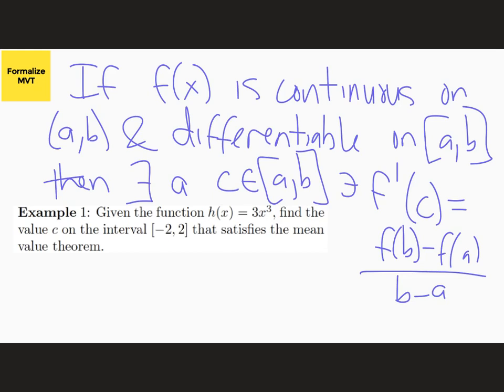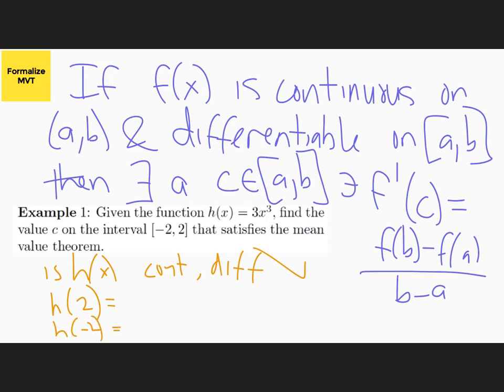But now we need to actually say what it says. So this is saying the instantaneous slope equals the average slope on the interval, assuming that the function is continuous and differentiable. So first question is, as I look at this next one, is h of x continuous and differentiable? And it's a cubic, so yes. So the average slope, so you need h of 2 and h of negative 2. So 2 cubed is 8 times 3 is 24. 2 cubed is 8 times 3 is 24, but of a negative variety. So the slope's going to be up 48 over 4, so the slope is 12.